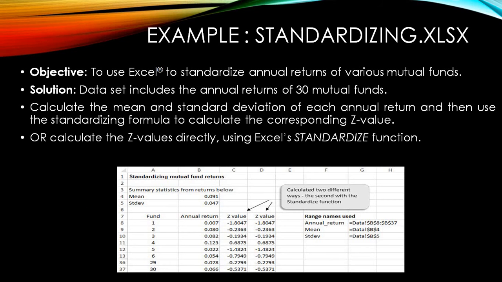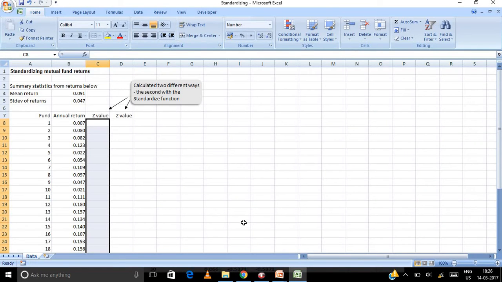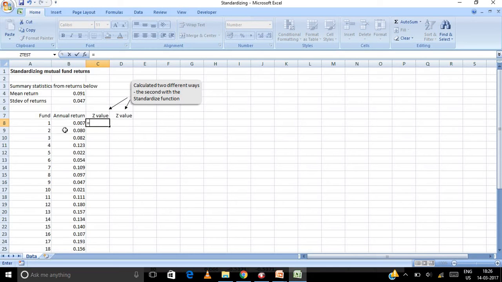Now here this is an example. Calculate the mean and standard deviation of each annual return and then use the standardizing formula to calculate the corresponding Z value, or calculate the Z value directly using the Excel STANDARDIZE function. So let's see, this is a problem. Now let us see. I have the formula, right? What is the formula? Do you recollect? The formula is, let us say, X, these annual returns.